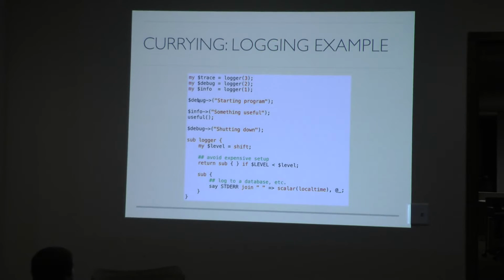So here it is right here in action. We have debug and starting program. So you can see how nice that is. We're not passing anything extra to it. It's very clear what's happening. I'm not putting this forth as an example of the right way to do logging. This was a contrived example to show you how to do currying, but you can see the benefits of very small subroutines. These are three loggers that we've defined.